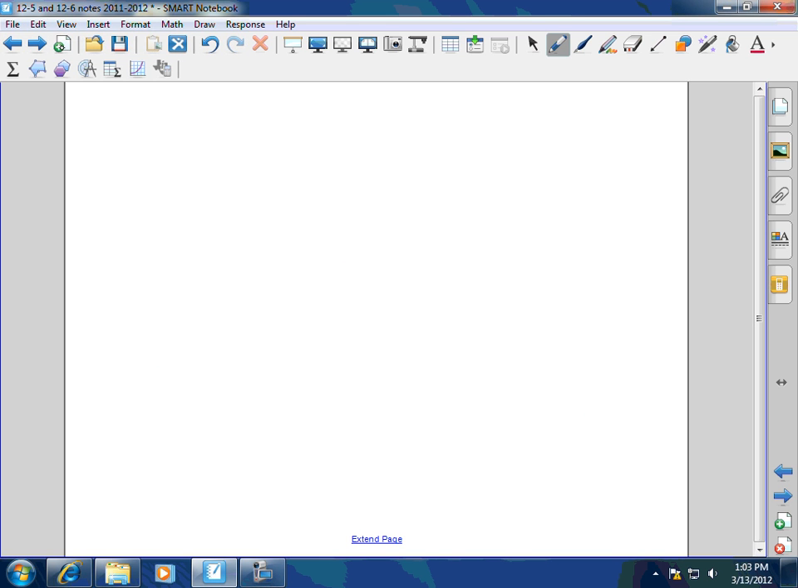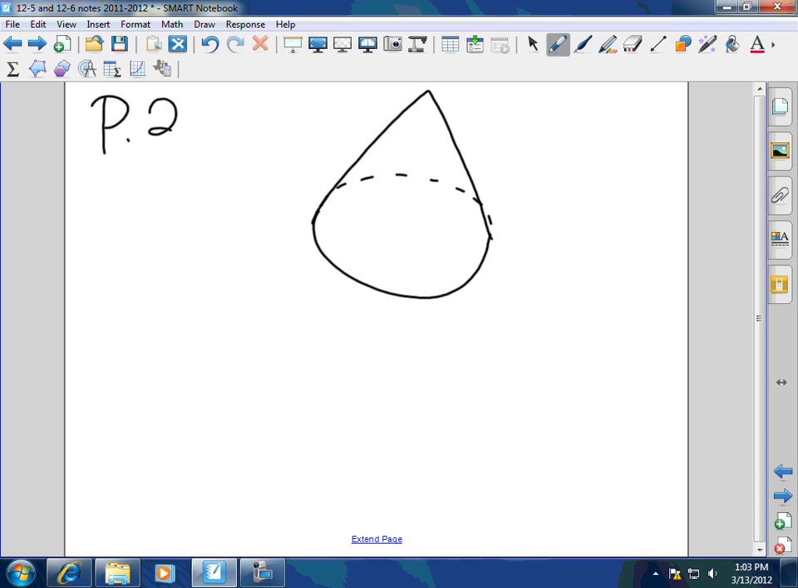Awesome. Let's do problem 2. Problem 2, they give us a cone. Cones are a little bit easier for me to draw. Still not perfect, but a lot better. This is H6. They give us a slant height of 10. And they want us to find the volume of this cone.